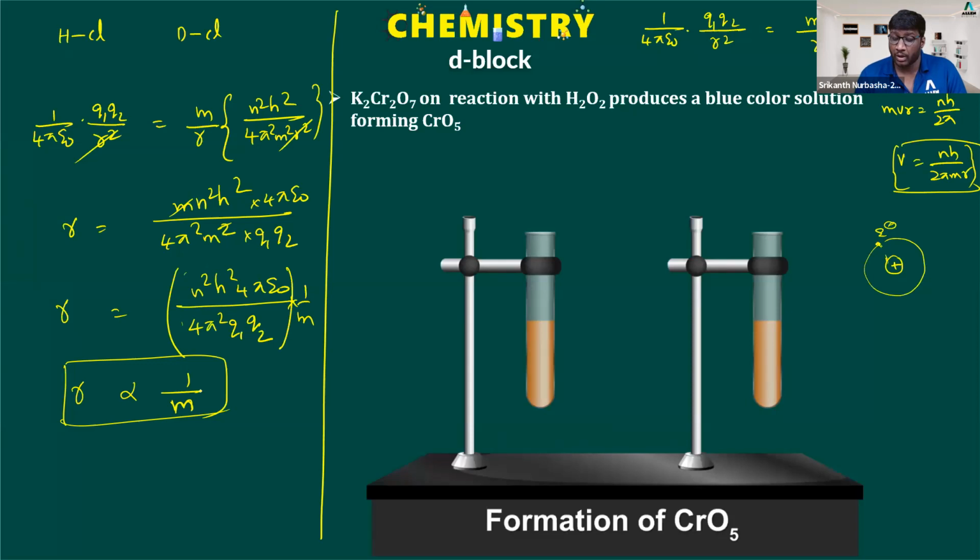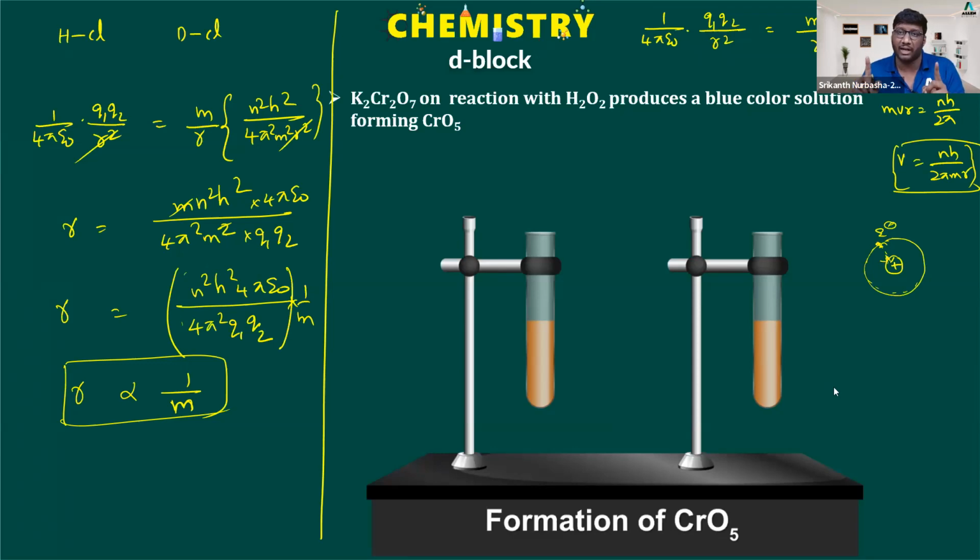This is true when the electron is only revolving around the nucleus and the nucleus is static. But in reality, the nucleus is not static, it also has some motion. So can I simply say mass of electron, or do I have to replace this mass of electron with the reduced mass of electron? How many of you remember the concept of reduced mass from your physics?